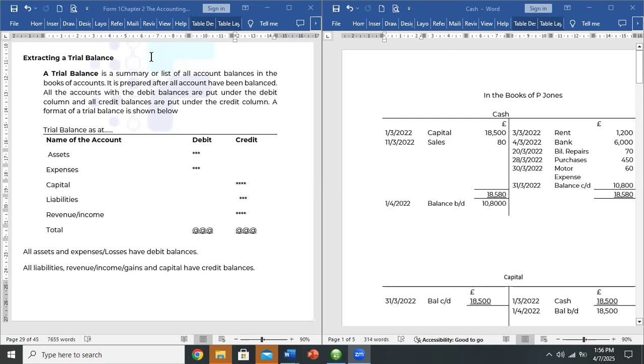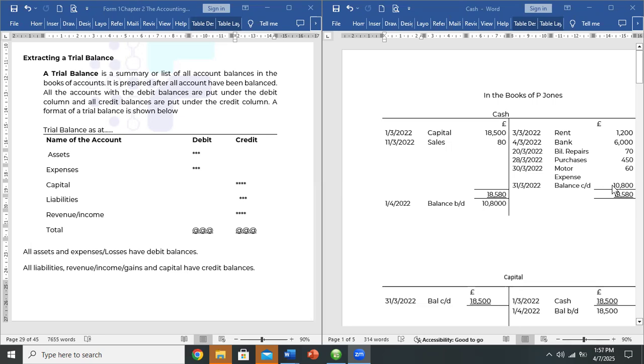The point I made about the trial balance is that it is a summary of the account balances. We just went through how you balance an account. And you realize that when you balance an account, you can have a debit balance or a credit balance. You get a debit balance if the debit side is more than the credit side. So in such an account, your balance brought down or balance BD will be at the debit side, while the balance CD or balance carried down will be at the credit side.